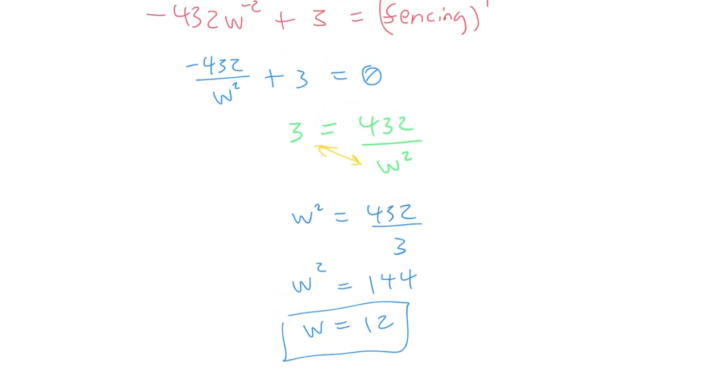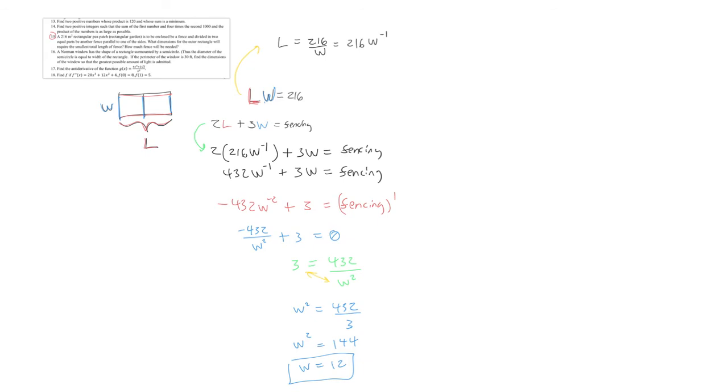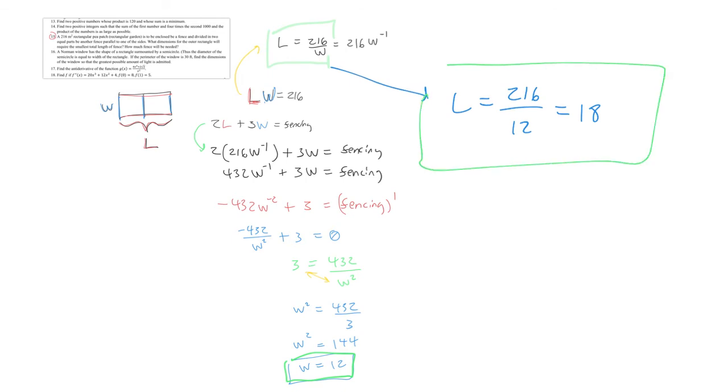So then if you're curious as to what L would equal, well, that would be found in the rearranged formula right here, and therefore, L equals 216 divided by 12, and that is 18. So that is the answer because they asked for the dimensions. The width would be 12 and the length would be 18.